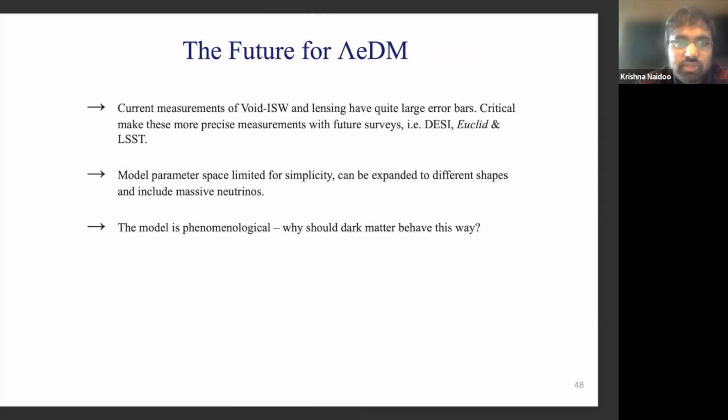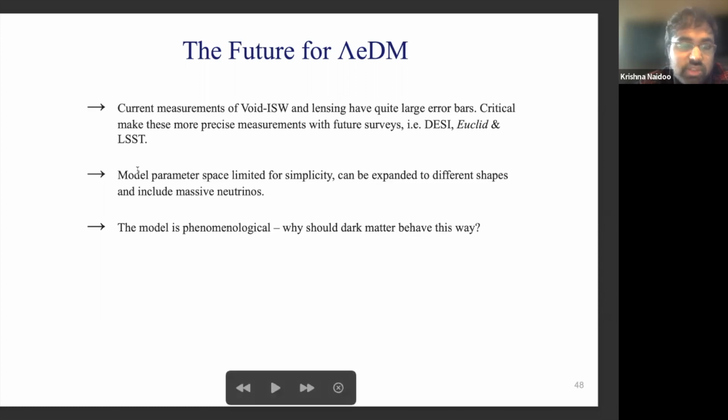So in terms of lambda CDM, as I'm calling it, I think the current measurements of void ISW and lensing have quite large error bars. So it's critical that we make these measurements more precise and we understand the void properties better, so understanding bias, etc. Future surveys like DESI, Euclid, and SST will really help us doing that.